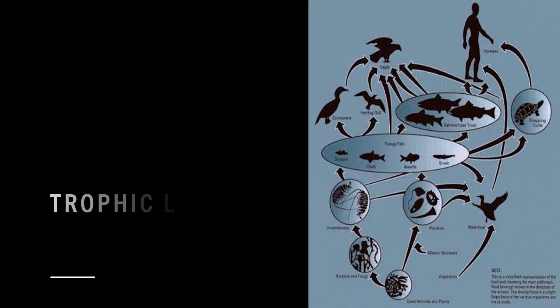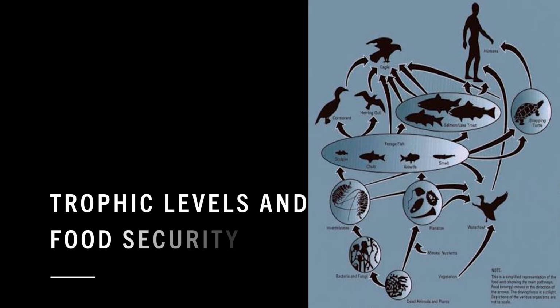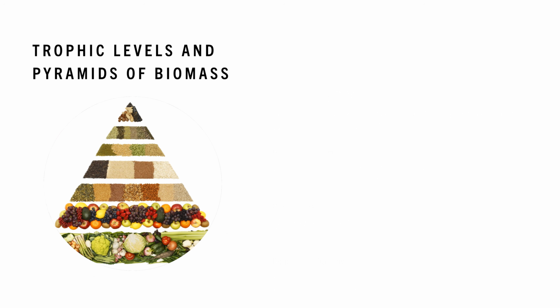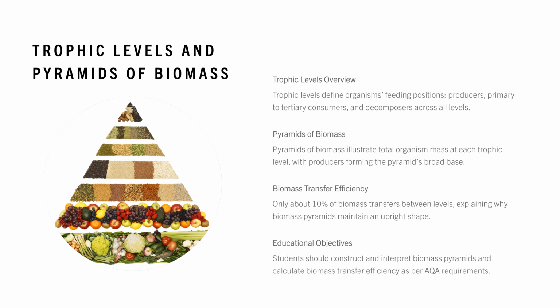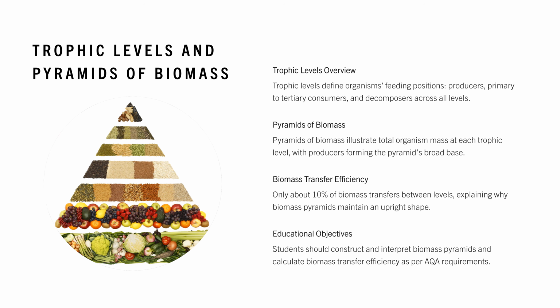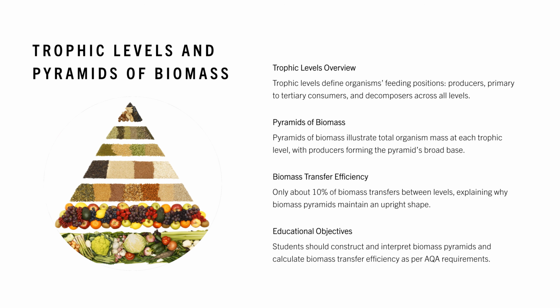Trophic levels connect to food security through energy loss, meaning eating plants directly feeds more people than eating meat. Trophic levels represent the feeding positions in a food chain, starting with producers and moving up through various consumers. Pyramids of biomass show the total mass of living material at each trophic level, which decreases as energy is lost between levels. Only about 10% of biomass energy is transferred from one trophic level to the next, with the rest lost as heat, movement, and waste.